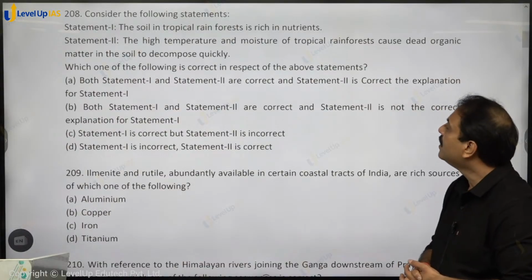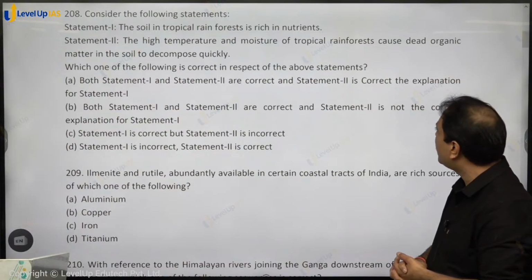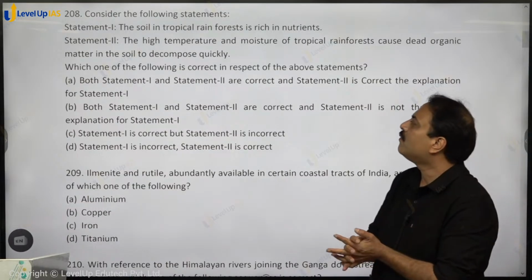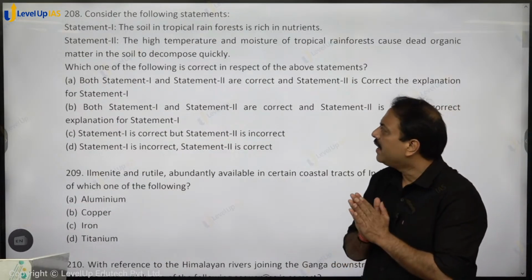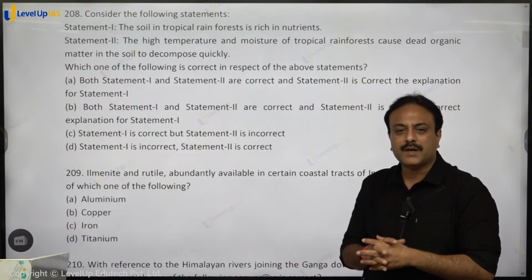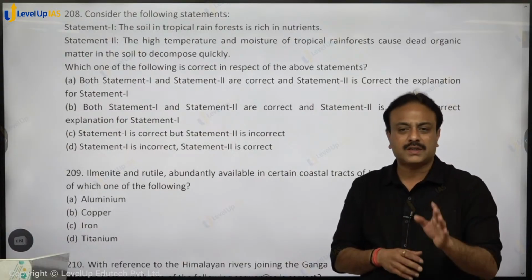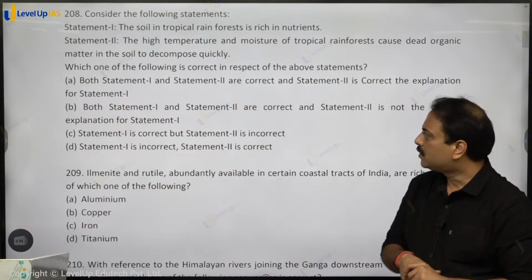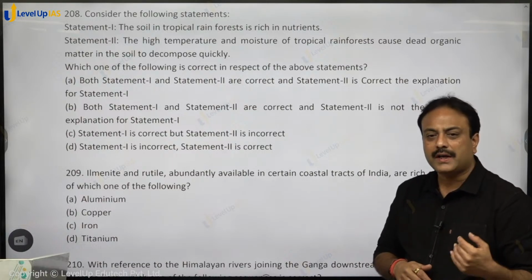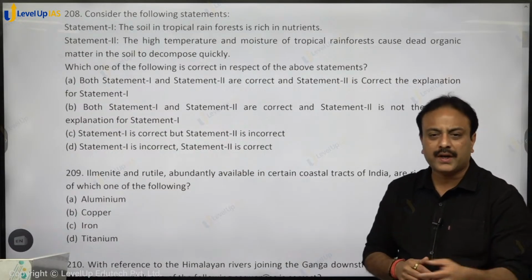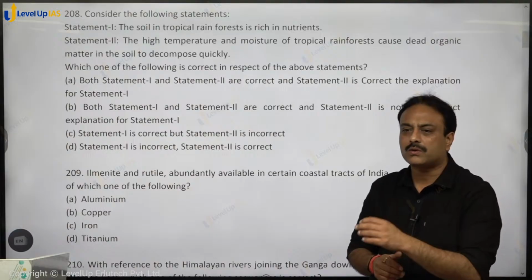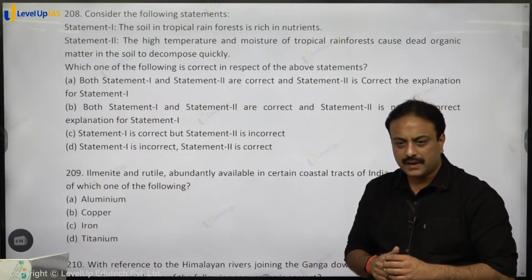Statement number 2. The high temperature and the moisture of the tropical rainforest cause dead organic matter in the soil to decompose quickly. Now why is the first statement wrong? Because in tropical rainforest, whatever organic matter or humus is generated, or nutrients which are formed, are washed away by excessive rainfall. So they are not added to the soil, they are not enriching the soil, and the soil becomes poor in nutrients, poor in fertility, and that is one of the reasons for slow growth of tropical evergreen rainforest.